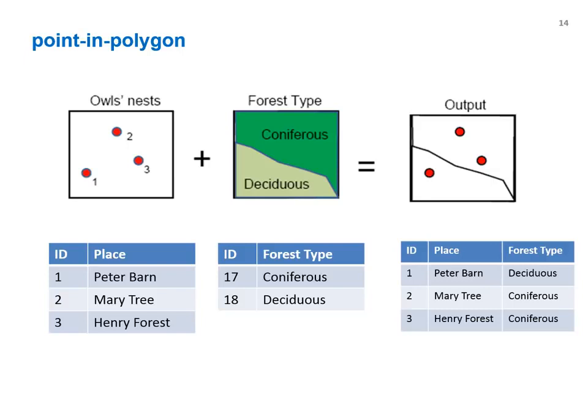We now perform the overlay analysis using the owl's nest layer as our source data layer. That means the forest type data layer information will be added to the owl's data layer to show the forest type that each owl's nest is located in.